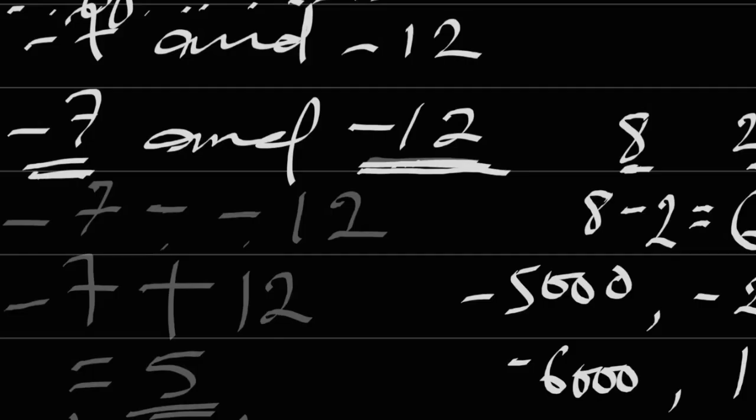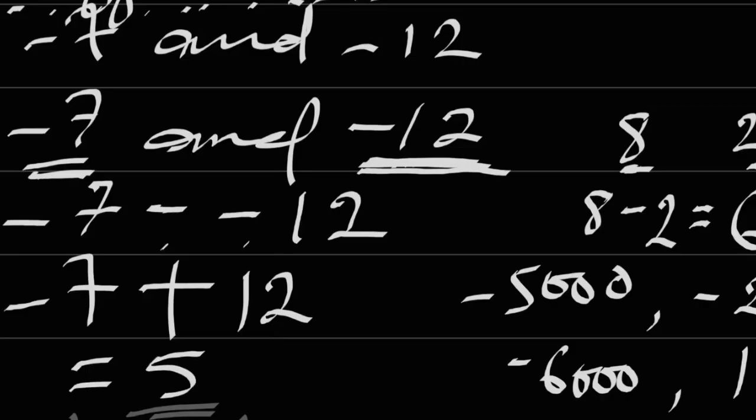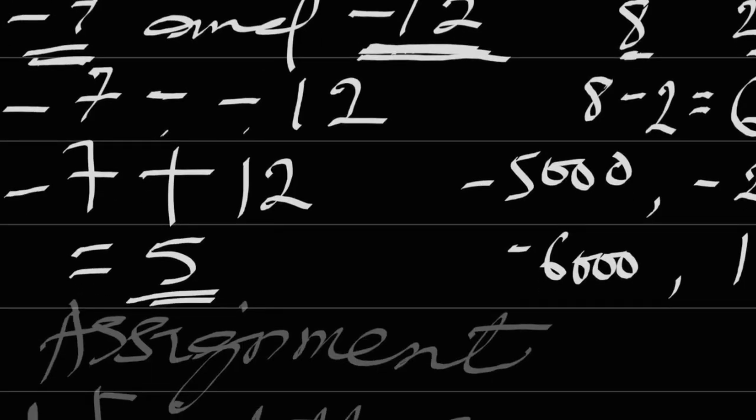So you write minus 7 difference, that is subtract minus 12. That will be minus 7, where you have minus and minus in the same place is plus. Minus 7 plus 12. So minus 7 plus 12 will give you 5. And that's our answer.